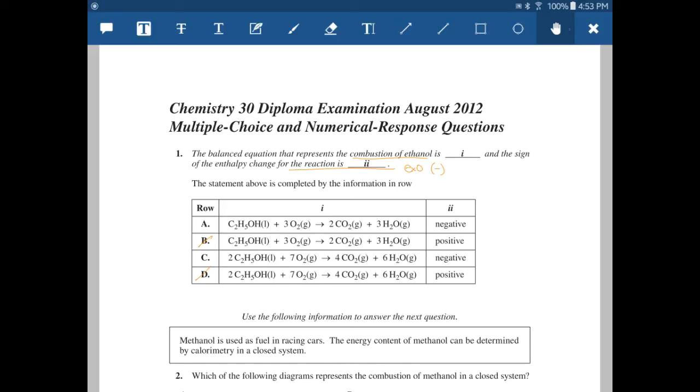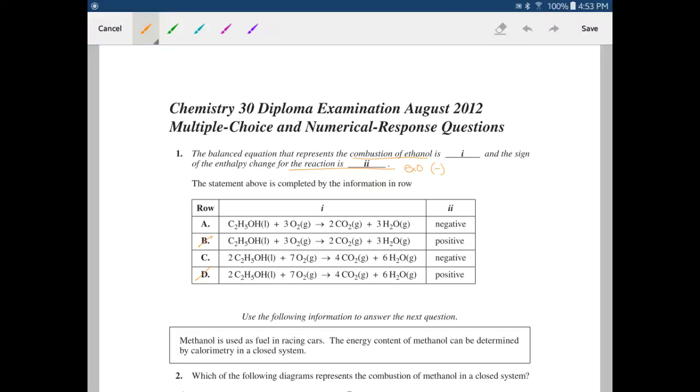Okay, then when it talks about my balanced equation that represents the combustion of ethanol, I'm going to be looking at my ethanol, which is C2H5OH, and I'm going to be combusting it in oxygen, and I'm going to get carbon dioxide gas and water vapor as a product. So when I take a look at these two options that I have, either A or C, I just need to now find my balanced chemical equation.